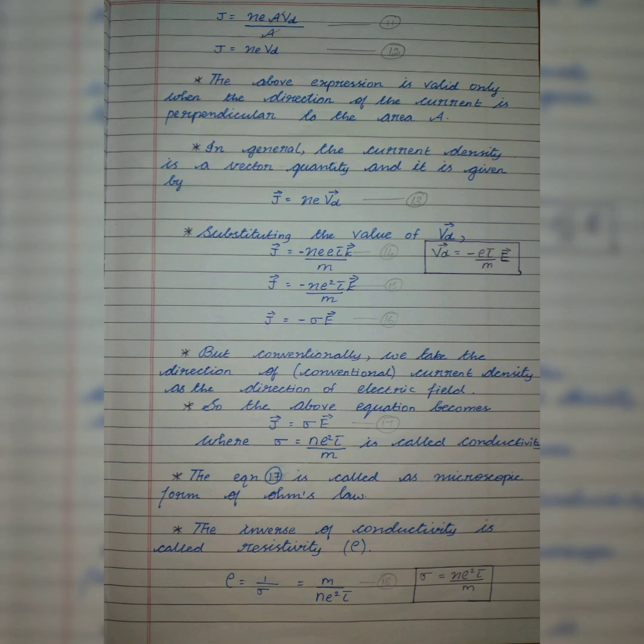Then the inverse of conductivity is called as resistivity. Resistivity is denoted by the symbol rho. Conductivity is denoted by sigma. Resistivity is the inverse of conductivity. அதனால 1 divided by sigma தான் resistivity. Rho is equal to 1 divided by sigma, and that is equal to sigma value n e square tau by m. அதே மாதிரி resistivity அதோட reciprocal. அதனால m divided by n e square tau. Okay ma?